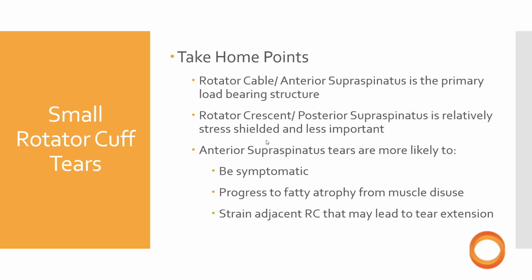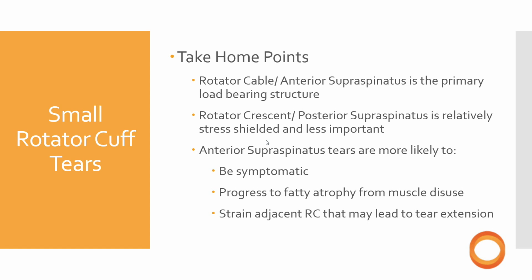So the take-home points from both of these papers: the rotator cable, anterior supraspinatus, again, we're agnostic what we want to call it, is the primary load-bearing structure. That posterior part of the supraspinatus with the crescent is relatively stress shielded and less important. I'm going out a little bit on a limb with the third one, but I think the first two conclusions are fairly straightforward. One, anterior supraspinatus tears are more likely to be symptomatic. Two, they're more likely to progress to fatty atrophy from muscle disuse. I think the third one is a little bit controversial.